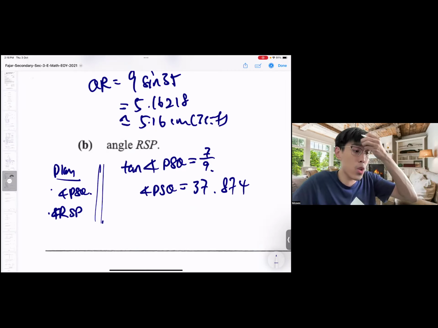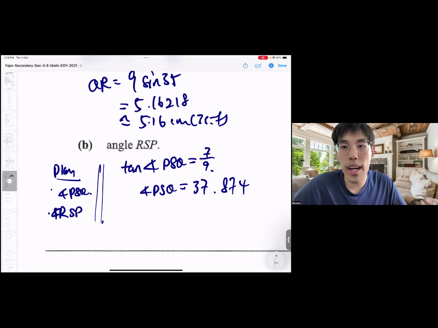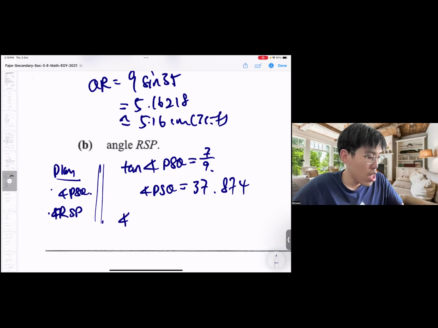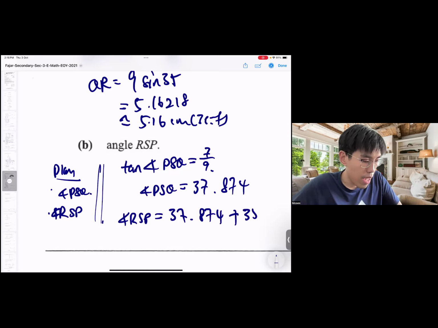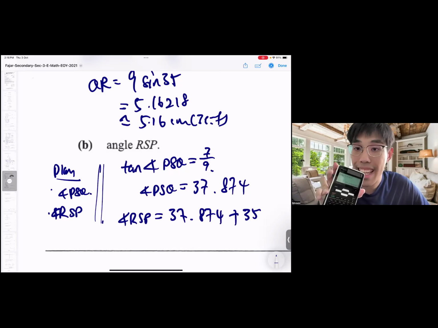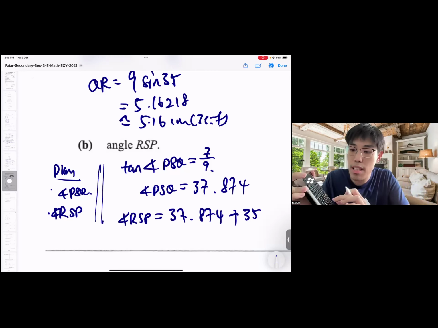Okay, so PSQ, you write 37.874 here just for writing, for fun only, just to show that you are calculating something. Okay, so to find RSP will be this angle plus 35. You see, when I write the working here, my calculator is still on this exact value. On this exact value. So I just press plus 35.